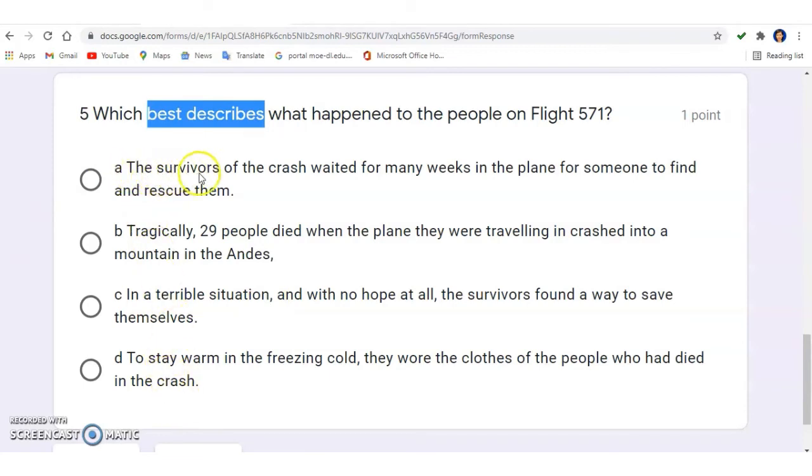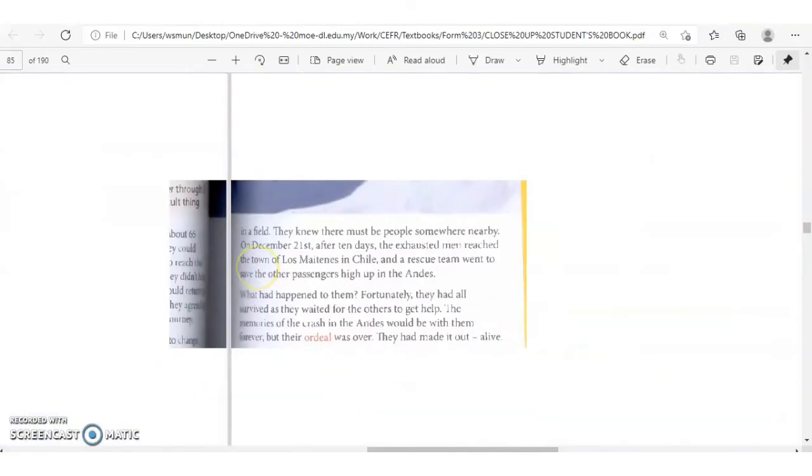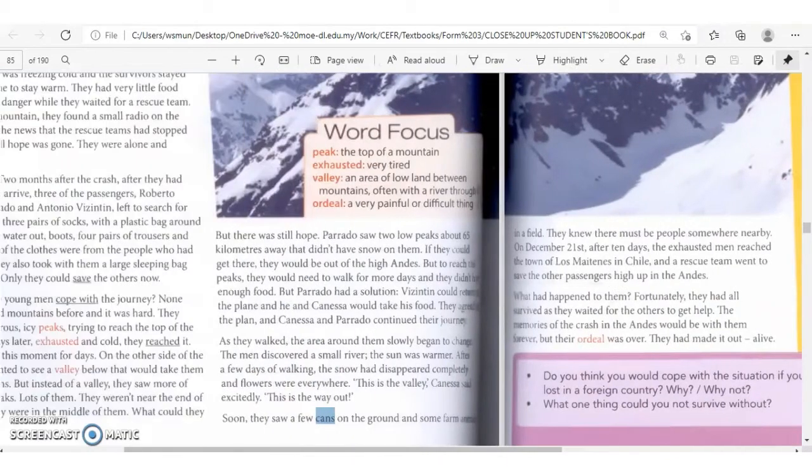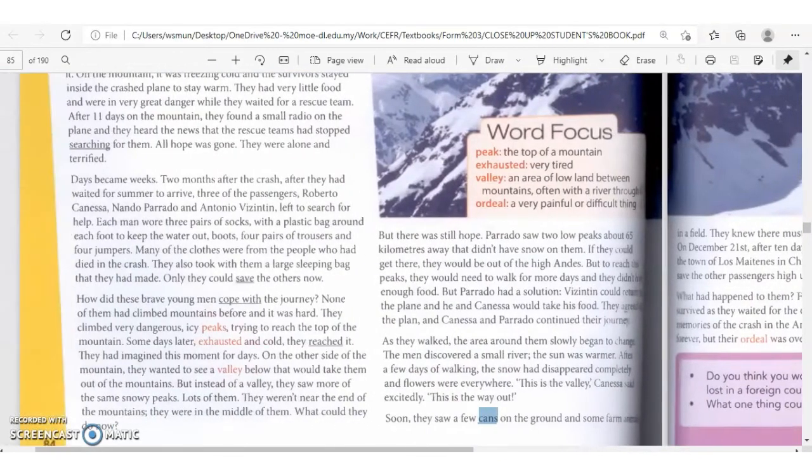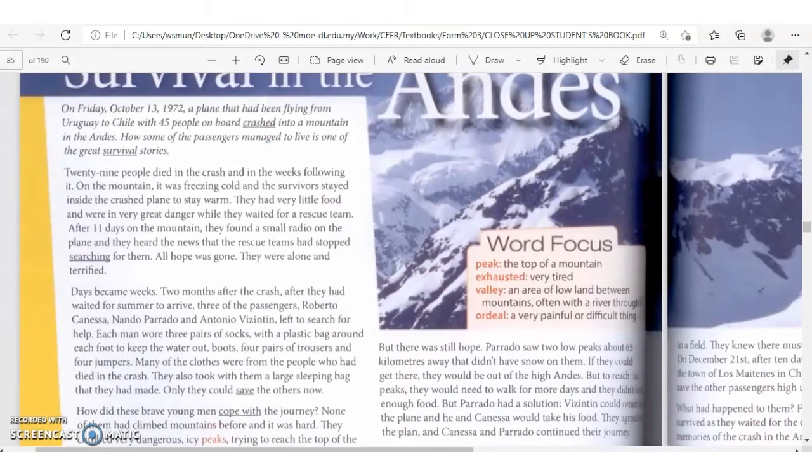A. The survivors of the crash waited for many weeks in the plane for someone to find and rescue them. Okay, this is mentioned in the first part of the story, right? Okay, in which paragraph? You remember which paragraph? It is in the second paragraph, right? They waited for many weeks for someone to rescue them. Okay, but it is only mentioned in one paragraph.